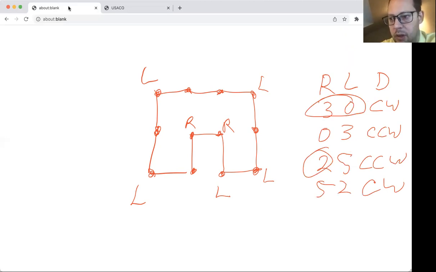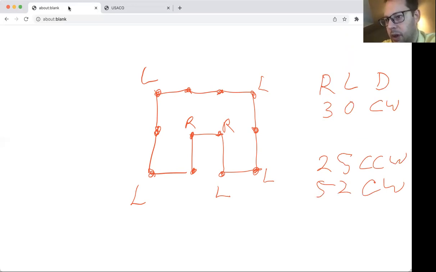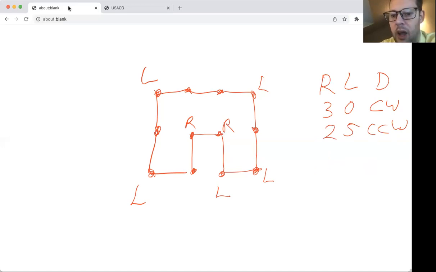Let me just focus on these examples here, the clockwise versus counterclockwise. I think that'll be simpler. 2, 5, CCW. And just bear in mind that if you invert these numbers and it was 3 left and 0 right, for example, then that would just be the opposite. Same if it was 5 right and 2 left, then that would be clockwise instead of counterclockwise.